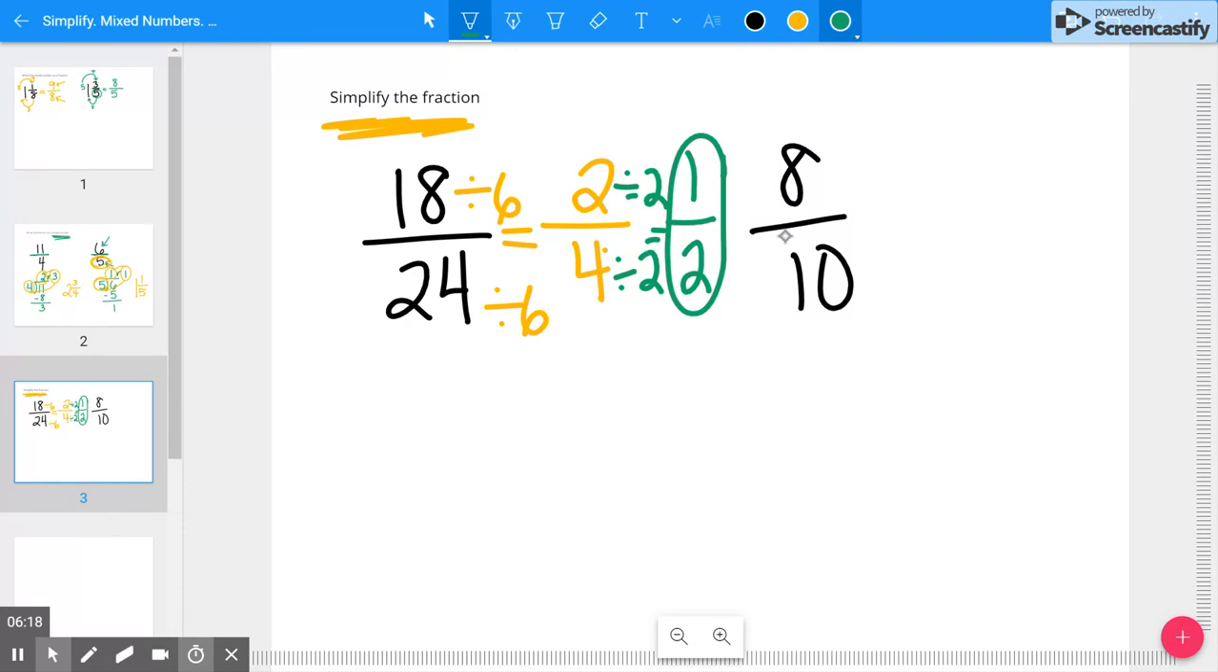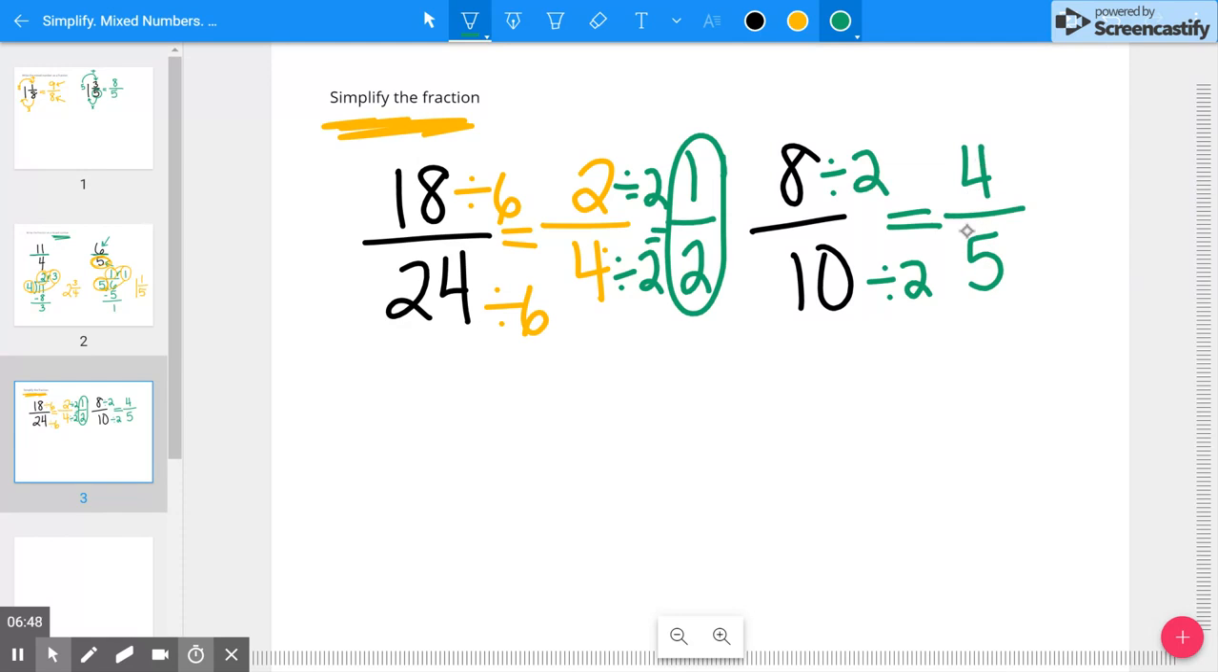Let's look at this other fraction, 8/10. I have 8 and I have 10. What number could I divide the top and the bottom by? It has to be the exact same number. Well, I could do 2. I think 2 actually might be the only number. So let's try 2, because remember, you're dividing the top and the bottom by the same number. So 8 divided by 2 is 4. 10 divided by 2 is 5.